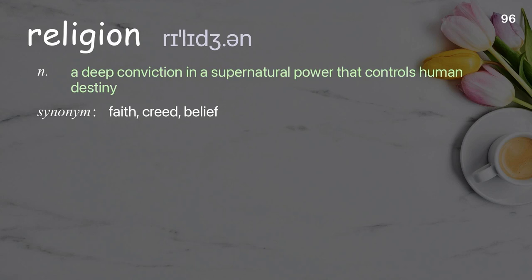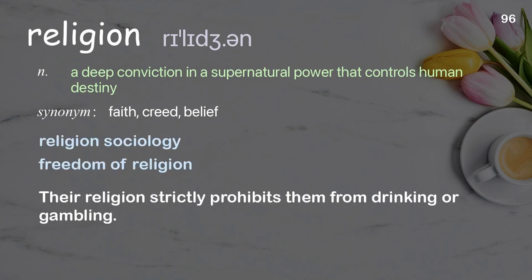Religion: a deep conviction in a supernatural power that controls human destiny. Examples: religion sociology, freedom of religion. Their religion strictly prohibits them from drinking or gambling.